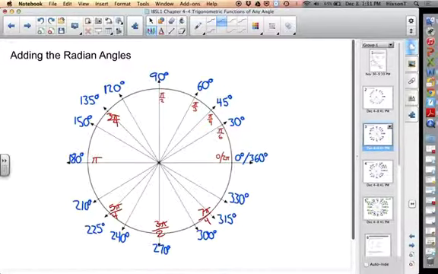How do you get this so fast? Because we're just adding: 1 pi over 4, 2 pi over 4, 3 pi over 4, 4 pi over 4. That's the 45, the 90, the 135, and the 180. Because this equals pi, this equals pi over 2. And then you get the bottom half the same way. Okay?